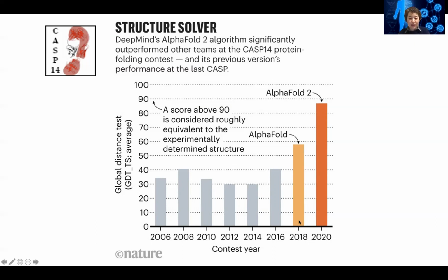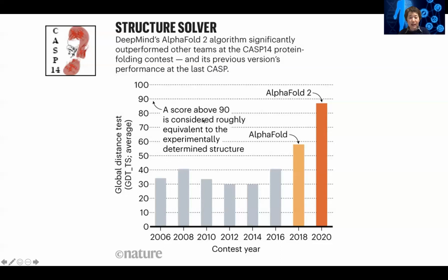They joined the competition in 2018 and were a very clear winner, beating the second player by a lot. You can see that at that time, among all the predictions it made, the average global distance test of all the structures it predicted is about 60, which was already much, much better than the second player. But what is even more amazing is that by 2020, 2 years later, in AlphaFold 2, this is CASP14, the average prediction can reach about 90.